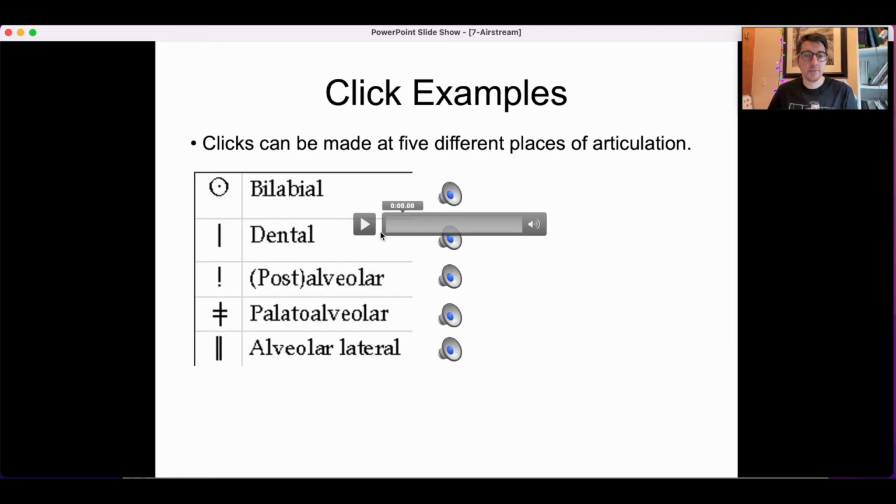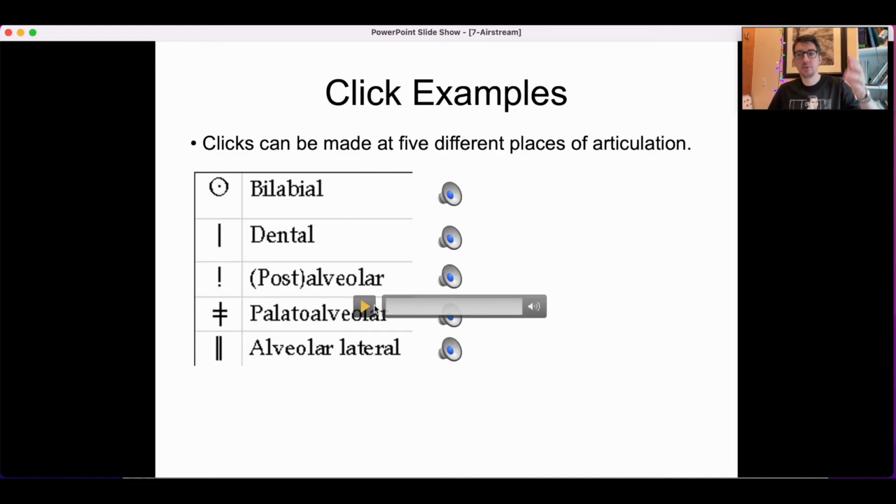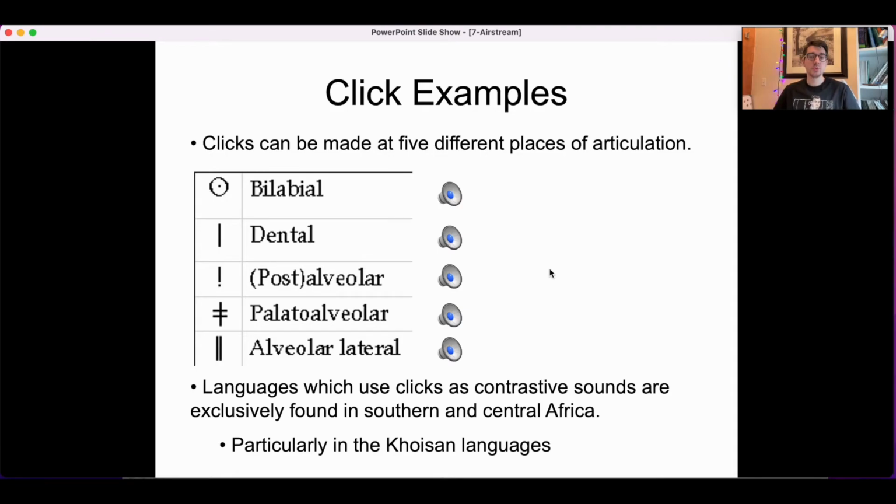And yeah, let's hear the bilabial one. Appa, appa, appa, something like that. Yeah, so this one is like a noise that you make when you're calling a horse, or imitating a horse.